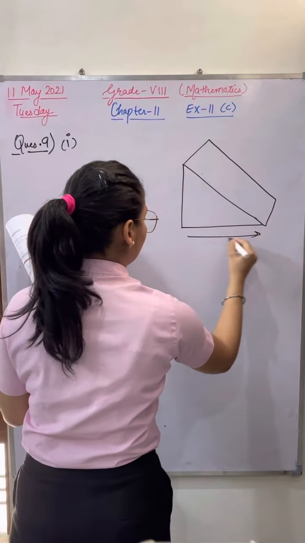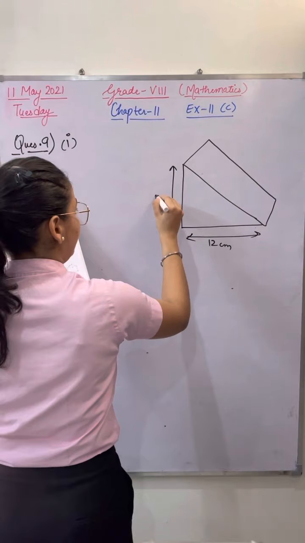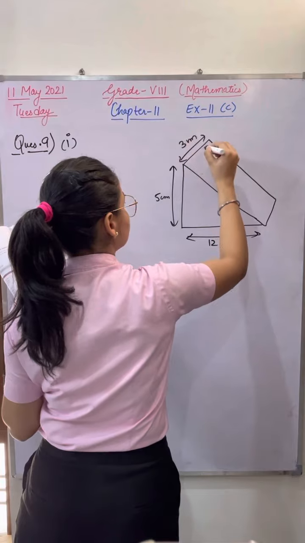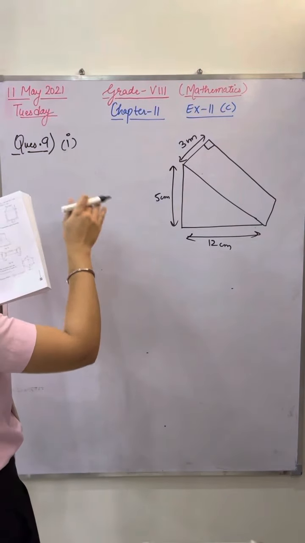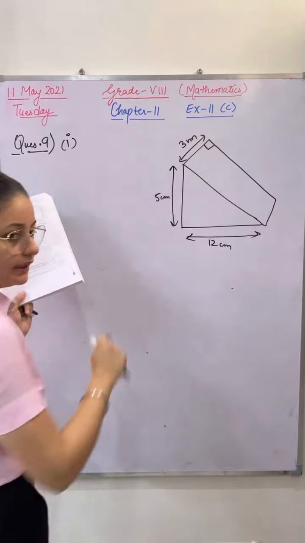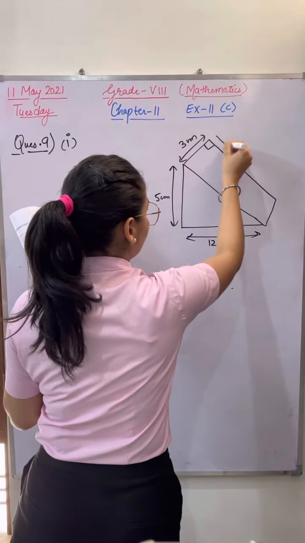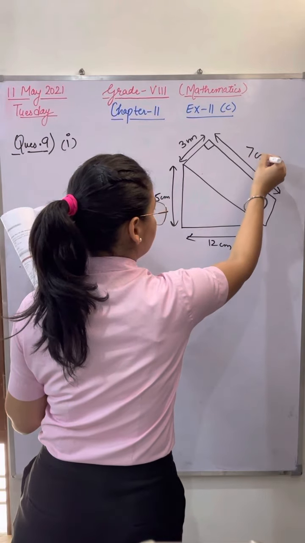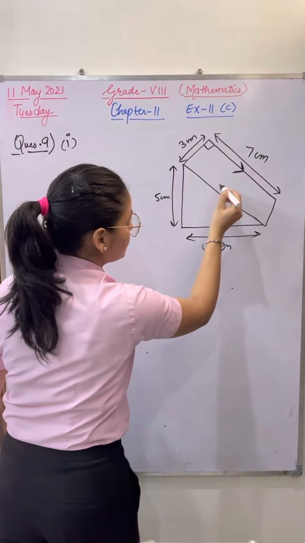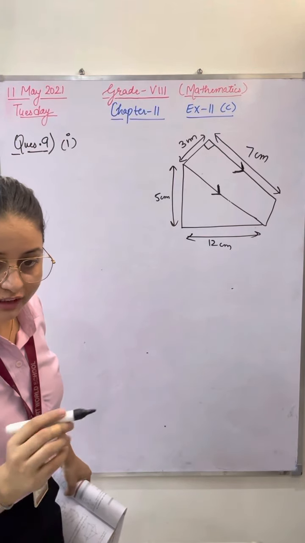This is given to you as 12 centimeter. This is given as 5 centimeter. This is given as 3 centimeter. This is a right angle triangle, so this is perpendicular. This is a height. Always see that if anything is at 90 degrees, that will always be the height of that shape. Now this is given to you, that is 7 centimeter. One more thing: 2 arrows are given, this arrow and this arrow. What is the meaning of these 2 arrows?